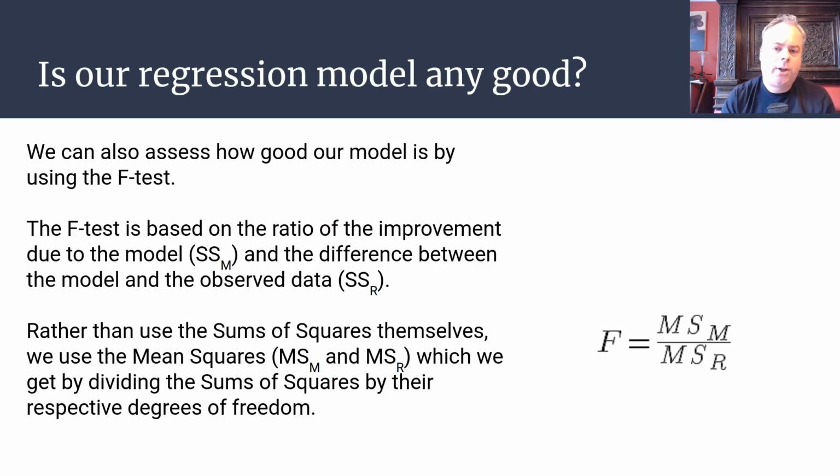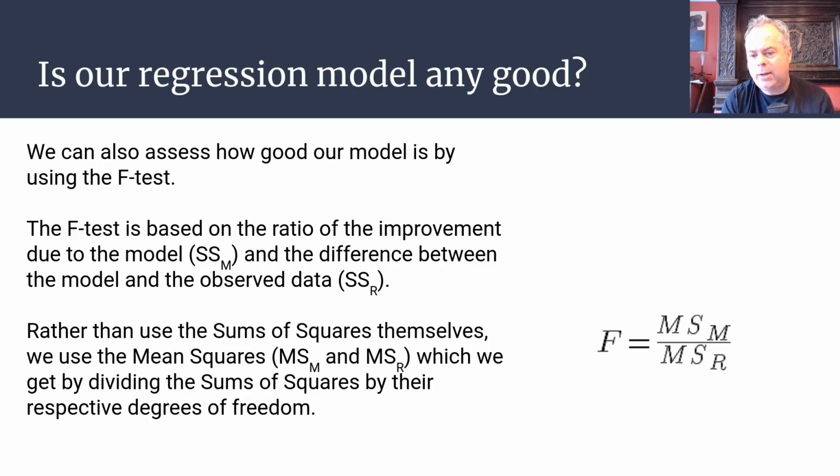In addition to calculating R squared, we can also assess how good our model fit is by using the F-test, looking at the F ratio. The F ratio is based on the ratio of the improvement due to the model and the difference between the model and the observed data. These are the sums of squares residuals that we talked about earlier. But rather than using the sums of squares themselves, we're going to use the mean sums of squares, which we get by dividing the sums of squares by the respective degrees of freedom.